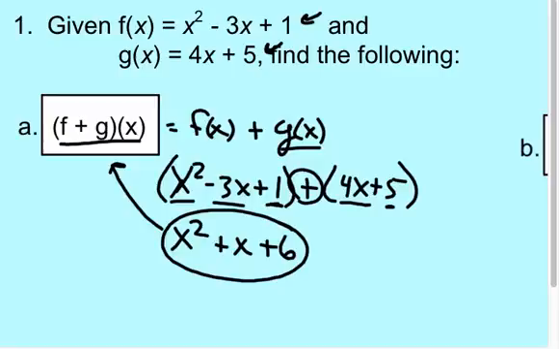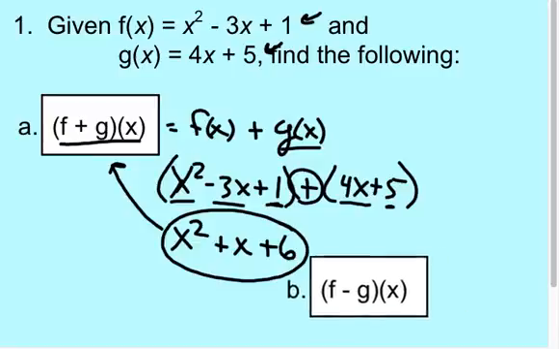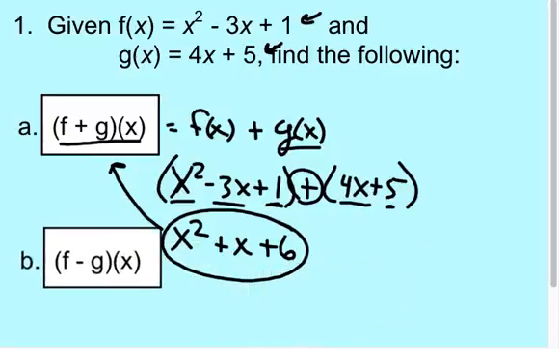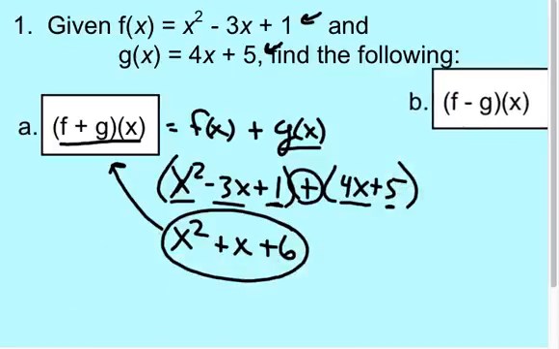The other one here, b, I think we're subtracting. This is always going to be a little bit more work. Once you set it up, it's no different than any other problem you've had before when you're subtracting two functions.